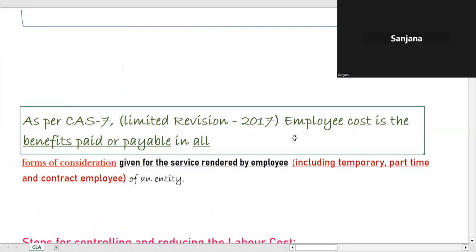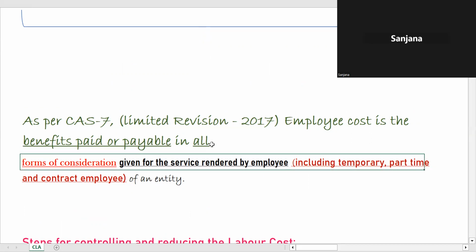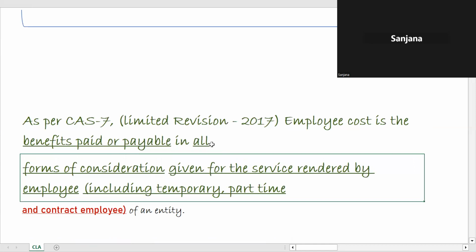As per CAS 7, employee cost is the benefits paid or payable. When I'm saying benefits paid or payable, it means the salary or the wages which you are paying them. So employee cost is the wages or salaries, we can say, in all forms of consideration. When we say in all forms of consideration, it means it can be in cash or in kind. Then we are saying given for the service rendered by the employee.